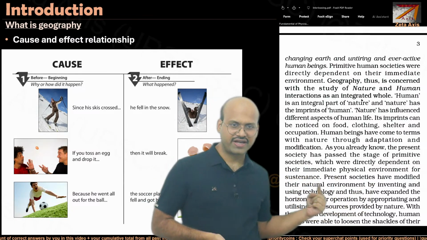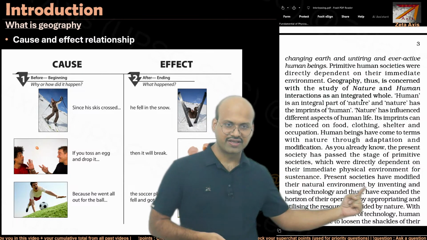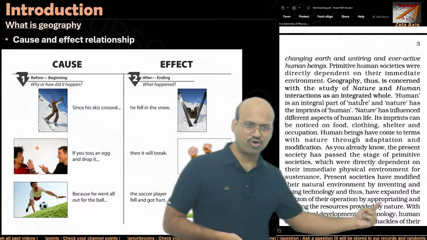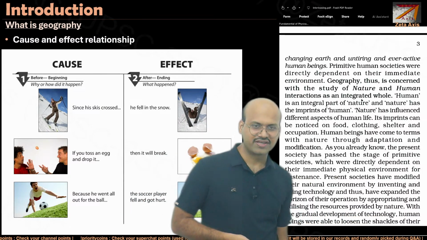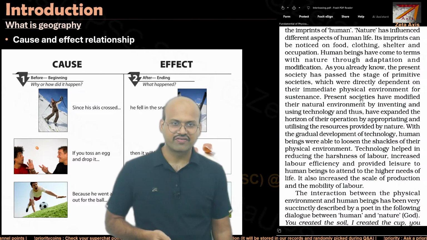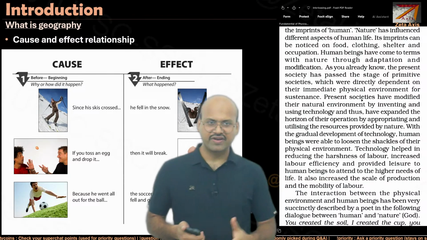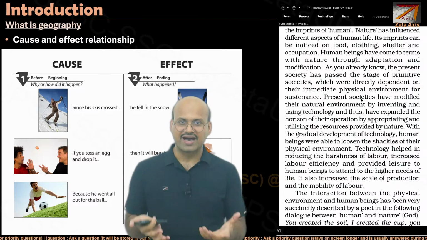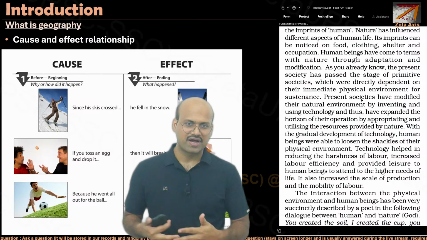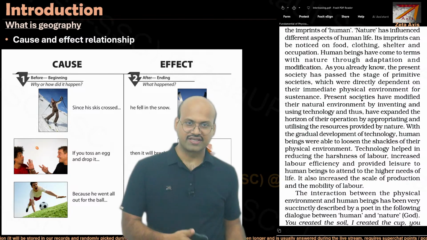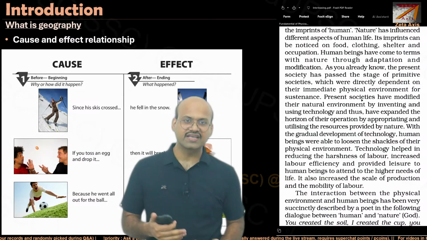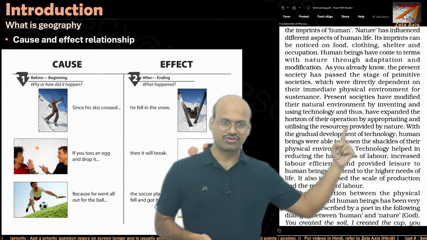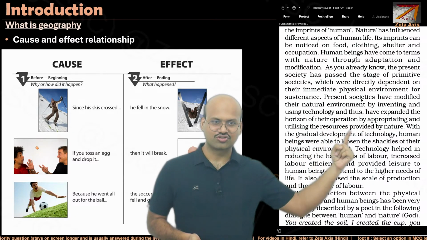Present societies have modified their natural environment by inventing and using technology, and thus have expanded the horizon of their operation by appropriating and utilizing the resources provided by the nature. This is self-explanatory that we have modified our natural environment by inventing and using technology. Now we use AC. Using the AC or using the greenhouse that is there, we can grow plants which are naturally not occurring in a region. We have also done some genetic modifications in the plants to grow them in certain regions.